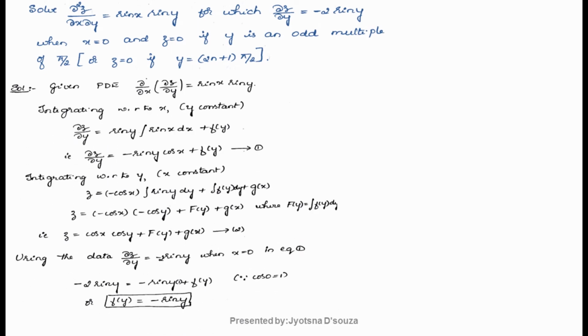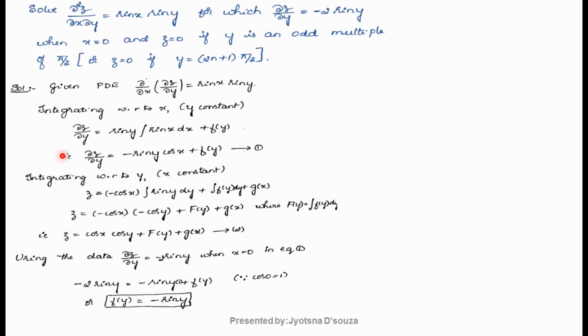So the given equation can be written as ∂/∂x (∂z/∂y) = sin x sin y. So we have to integrate. For that we have to go from left to right. So first we integrate with respect to x, and when integrating with respect to x, we treat y as constant. So sin y is constant. The integration of sin x dx is minus cos x, plus some integrating constant, that is f(y). Call that equation 1.